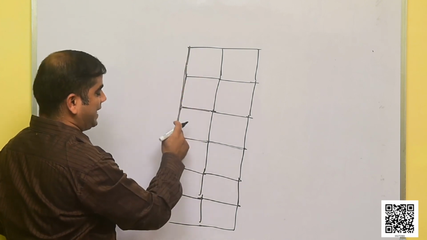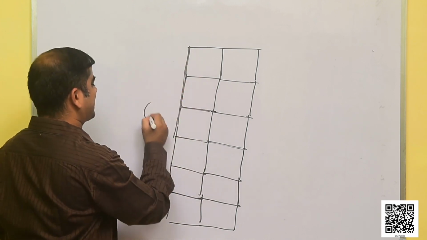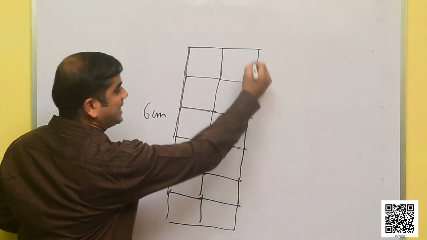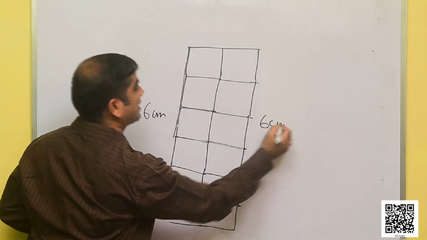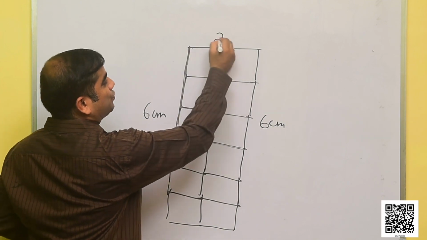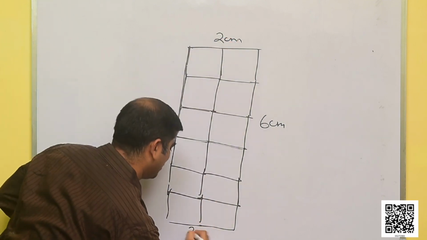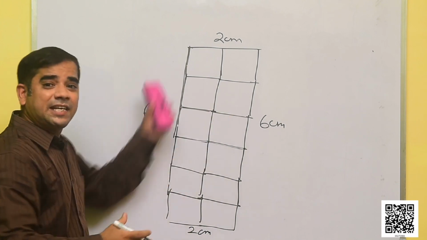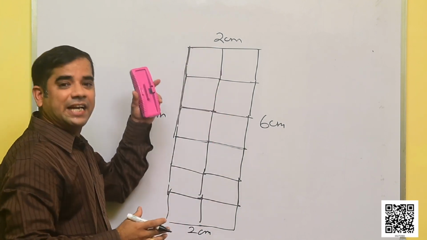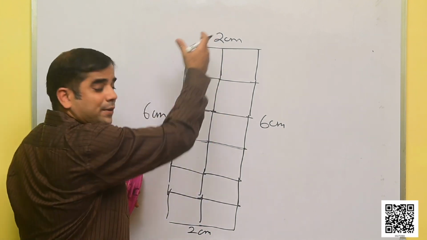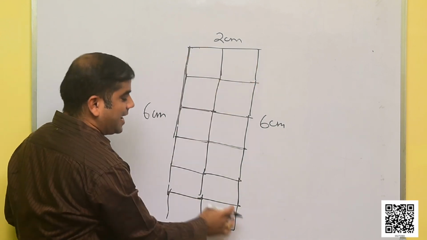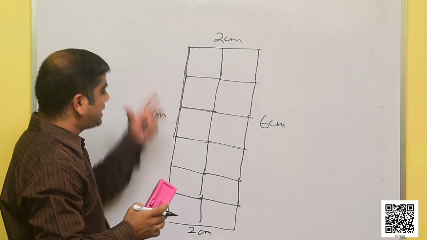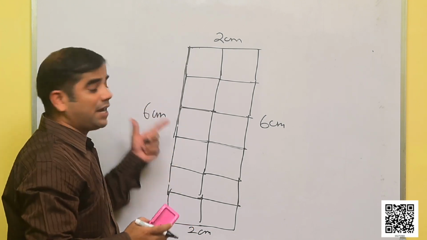1, 2, 3, 4, 5, 6. This side is 6 centimeter. This side is also 1, 2, 3, 4, 5, 6, 6 centimeter. And the other sides are 2 centimeter and 2 centimeter. So this is an enclosed surface which is a rectangle having opposite sides equal to each other and each angle creating 90 degrees. So this is also a rectangle having 12 squares.